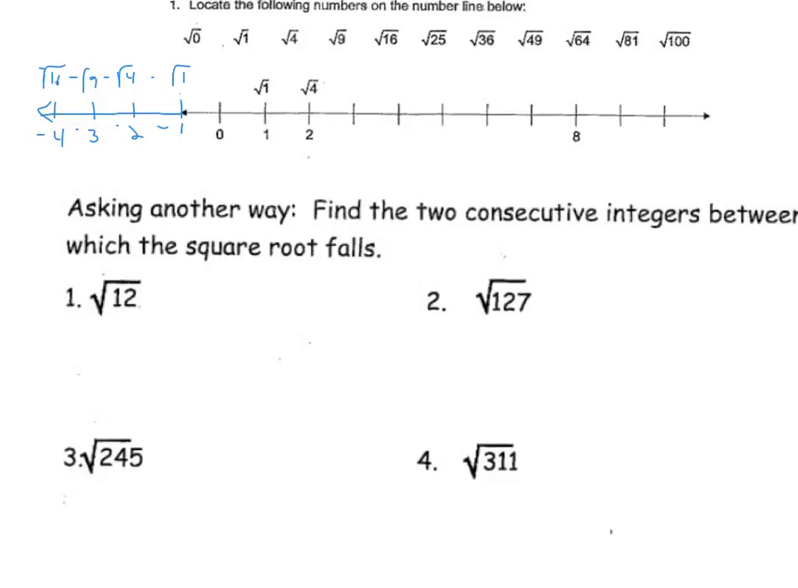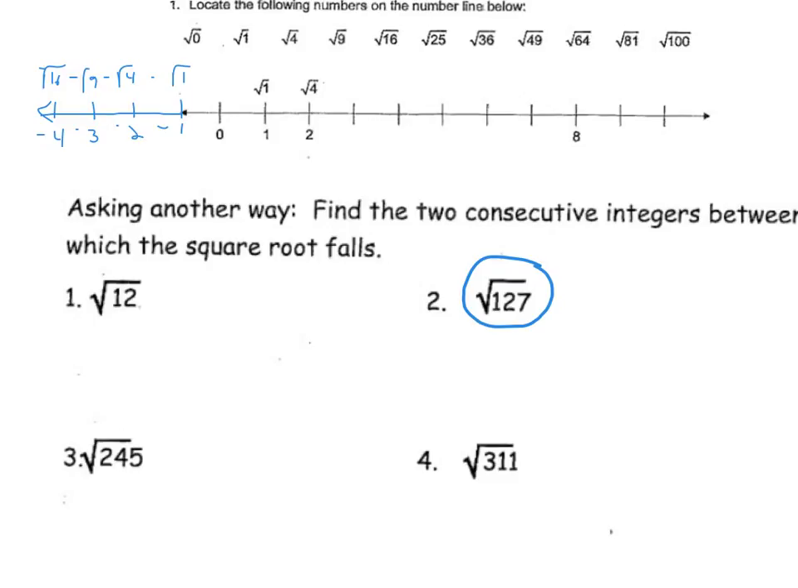Now, let's look at another way you're going to see this problem asked. It says, find the 2 consecutive integers between which the square root falls. All right, so for this one, we're actually going to do number 2 first. If we look at number 2, we have the square root of 127. So what you want to do is try to find where the square root of 127 is on your number line.